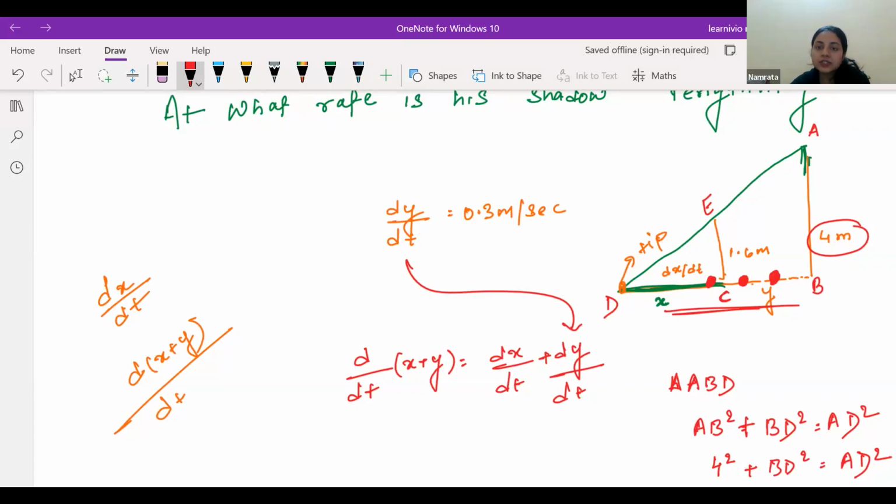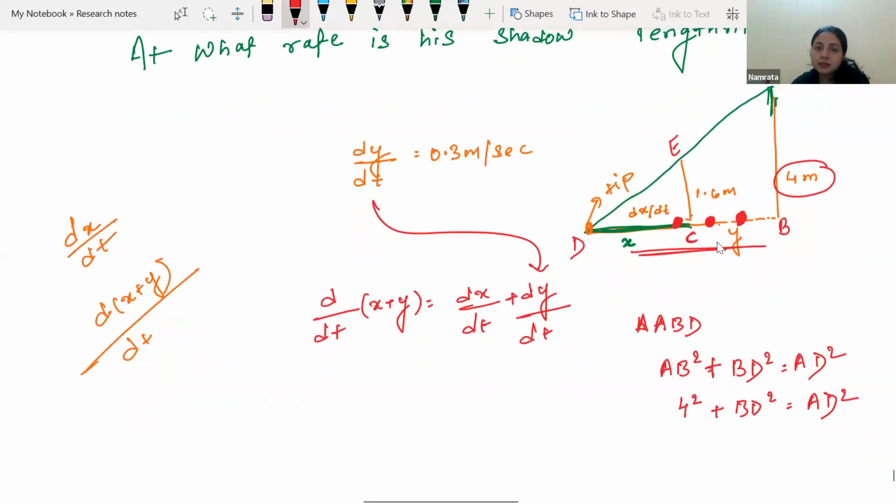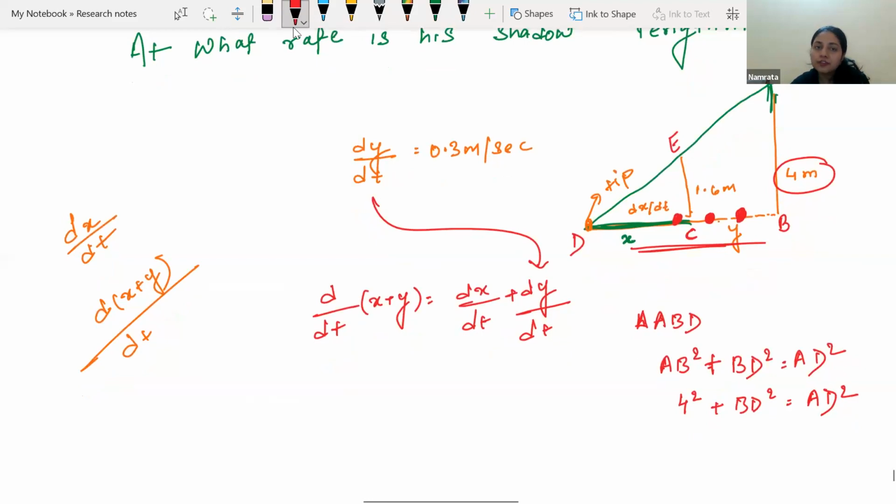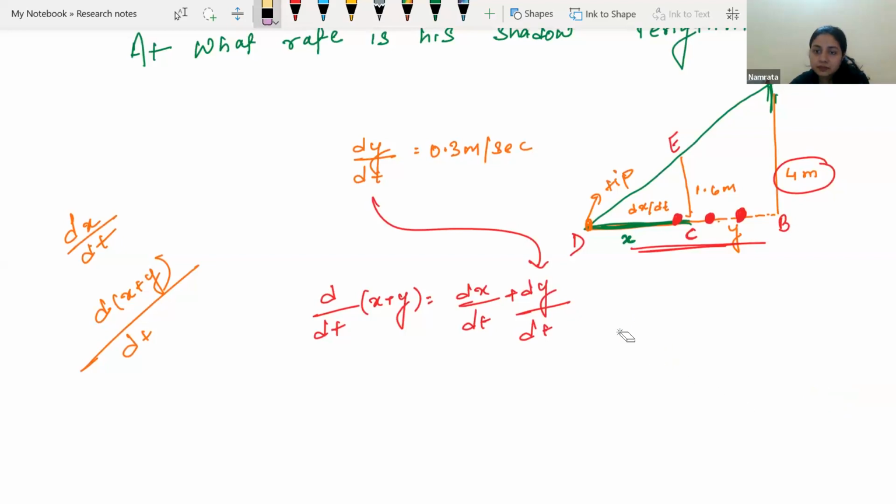Better than that, can we use a similar triangle concept? You all are familiar with similar triangle concept, which you have done in class 10. Yeah, class 10. So similar triangle we will be able to use over here. Why? Because we can see the smaller triangle and the bigger triangle. These two are similar triangles. We can see over here, this is 90 degree, this is 90 degree.